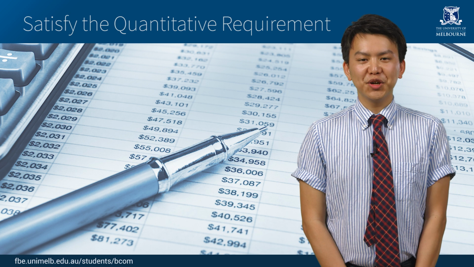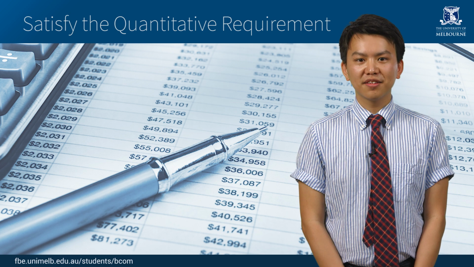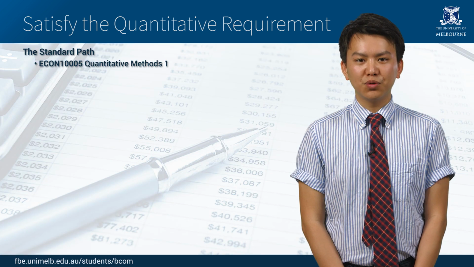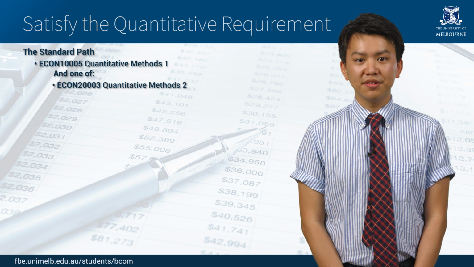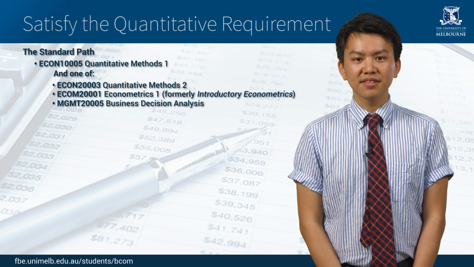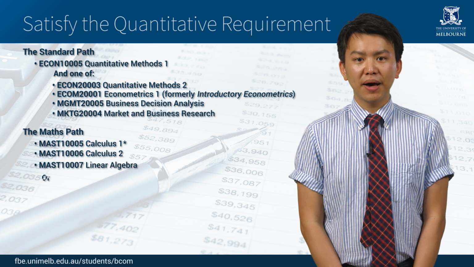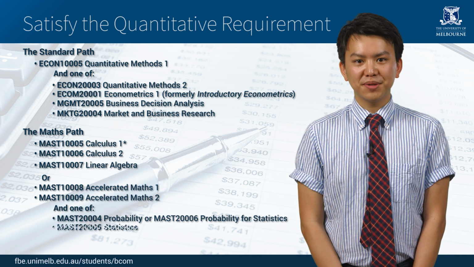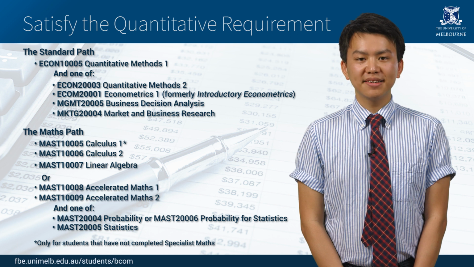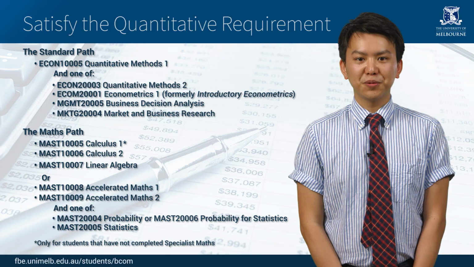There are 2 ways that you can meet the BCom's quantitative requirement, the standard path and the maths path. If you take the standard path, you will need to complete Quantitative Methods 1 at Level 1, and then one of Quantitative Methods 2, Introductory Econometrics, Business Decision Analysis, or Market and Business Research at Level 2. If you are passionate about maths, you can complete a series of maths subjects to meet the quantitative requirement. Which subjects you will need to study at Level 1 will depend on what maths you have completed at high school.